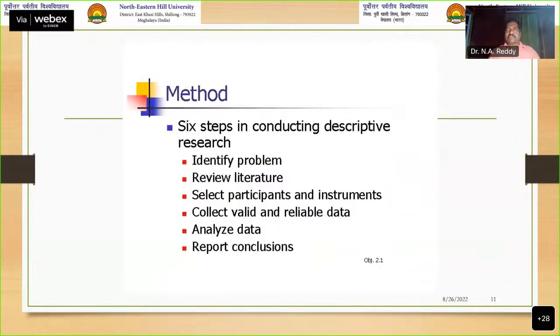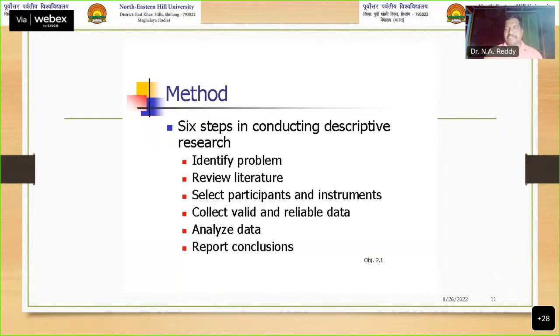So there are different types of steps in the methods, and here there are 6 steps in conducting descriptive research. Identify the problem. In any research, identification of a research problem is the first step. Then review literature after identifying the problem, from broader to narrow. It is always better. Suppose ICT, within ICT you can select what you want: ICT infrastructure, or effective uses of ICT, or ICT in research.